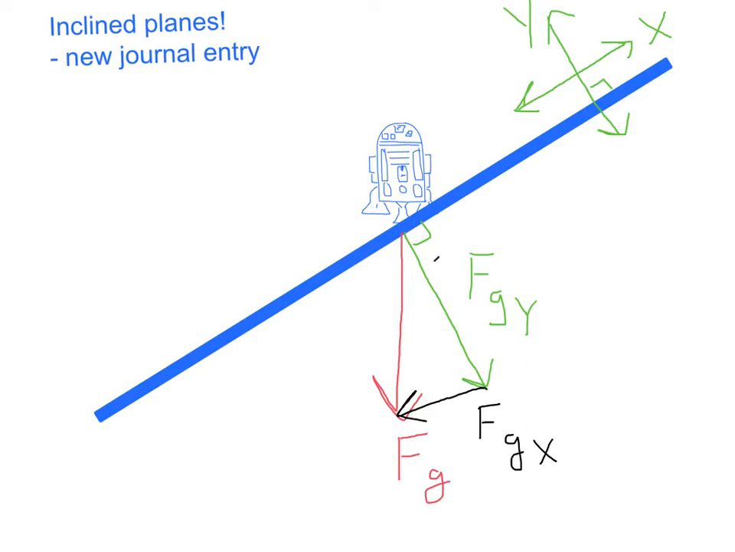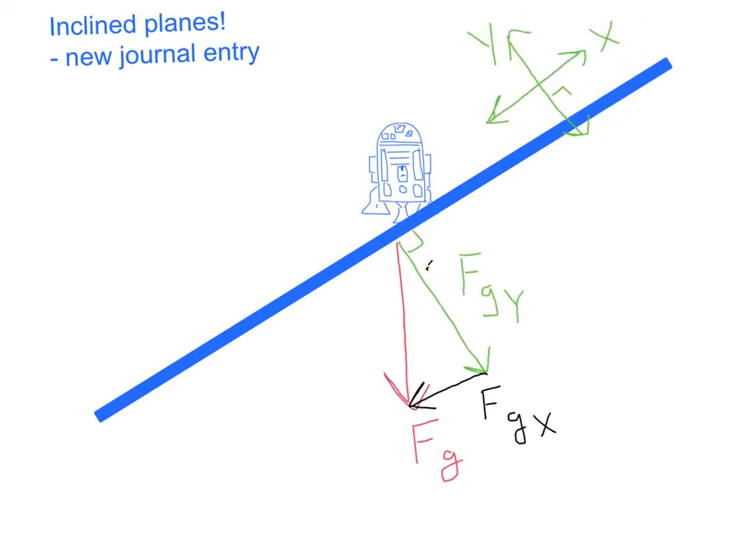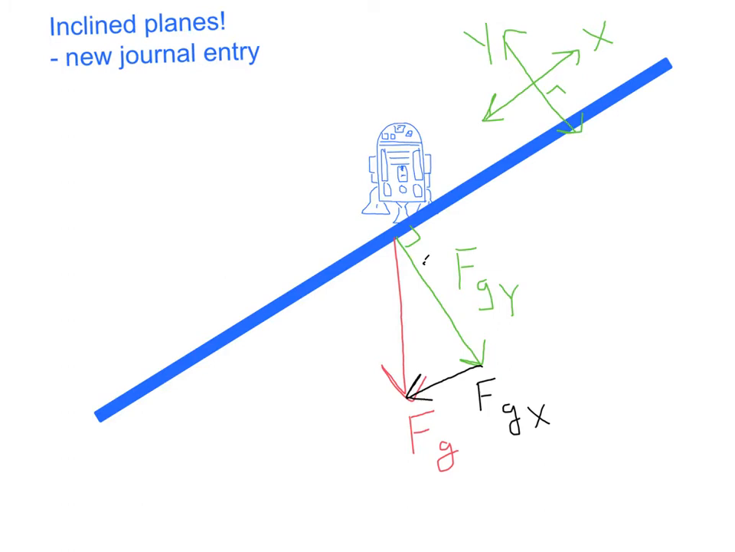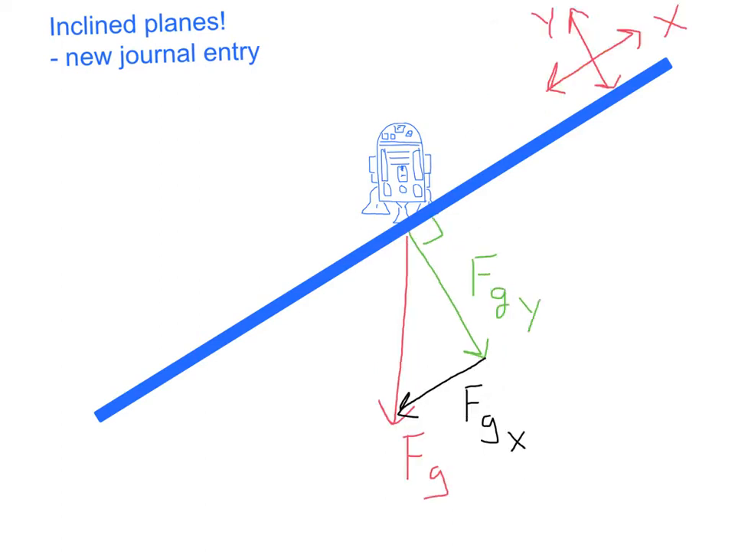Let's see if I can adjust this a little bit. Okay, sorry, I had to do a little redrawing. I hadn't made my triangle quite a right triangle. So what we have here is the black line is representing our force of gravity that's parallel to the plane, and the green arrow is representing our component of gravity that's perpendicular to the plane. So what we've created is a right triangle.